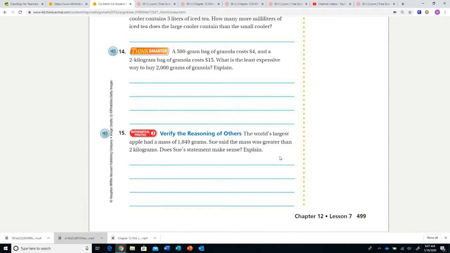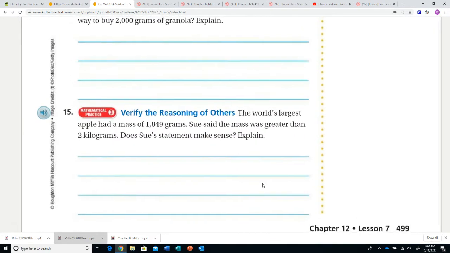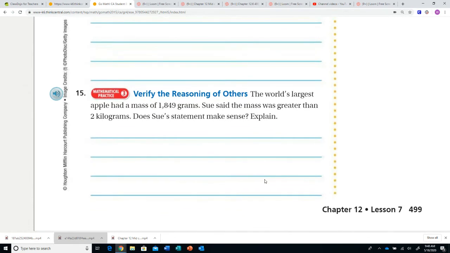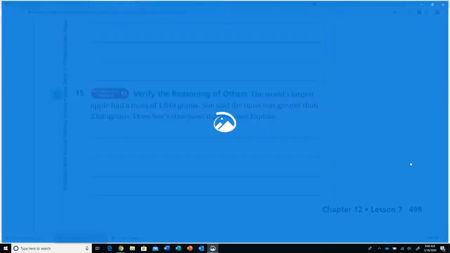Question number 15, verifying the reasons of others. The world's largest apple has a mass of 1,849 grams. Sue said the mass was greater than 2 kilograms. Does Sue's statement make sense? Explain. All right, I'm going to give you a quick snip and sketch, but I want you to think about this question on your own.